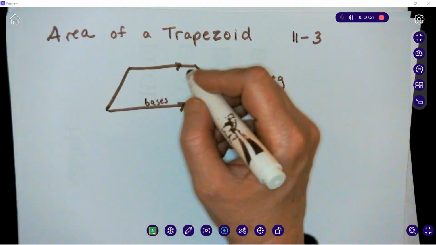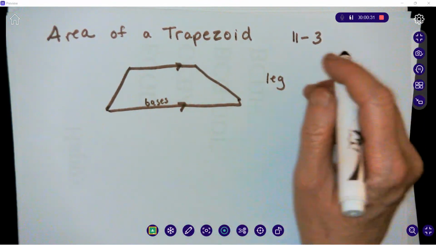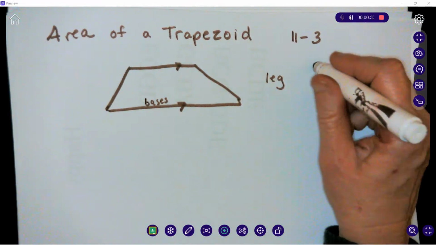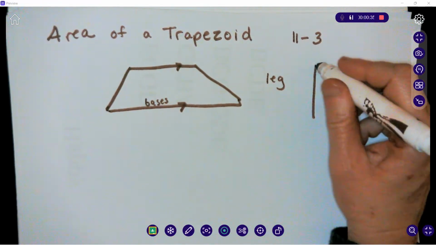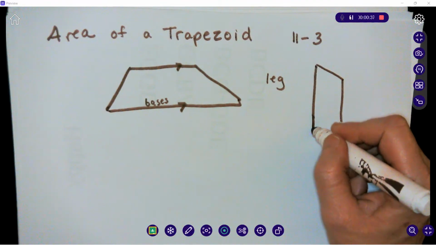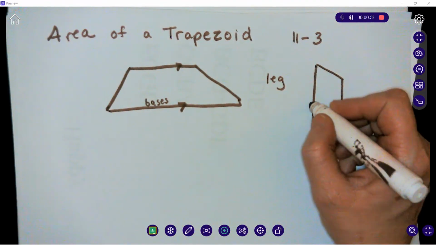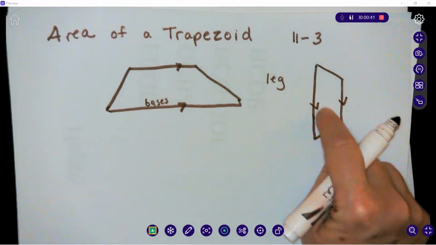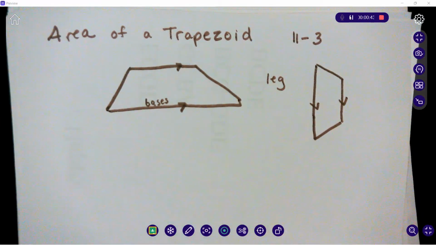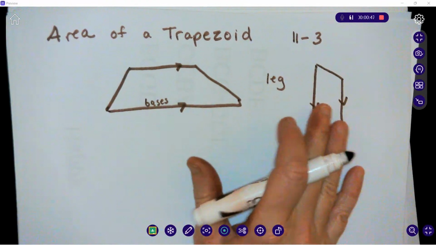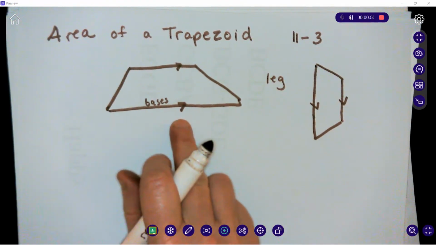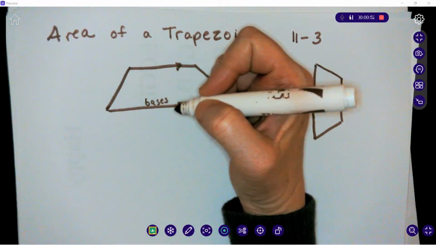So it's important to remember, sometimes they're going to draw a trapezoid with the bases in a different direction. And you have to keep in mind that the bases are the sides that are parallel. Okay, so in this trapezoid, it's drawn turned 90 degrees. But don't worry about that right now. That'll come up in a little bit. Right now, I just want to share with you the area of a trapezoid.